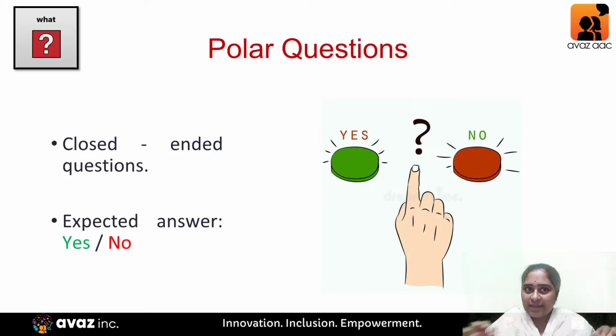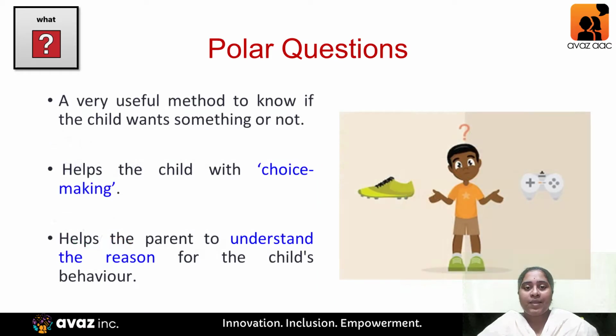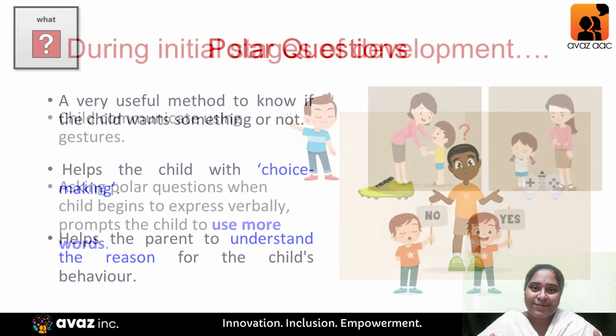Polar questions are nothing but closed-ended questions where the expected answer is either a yes or a no. It is a very useful method to know if the child wants something or not. Basically, it helps the child with choice making. It also helps the parent to understand the reason behind the child's behavior.